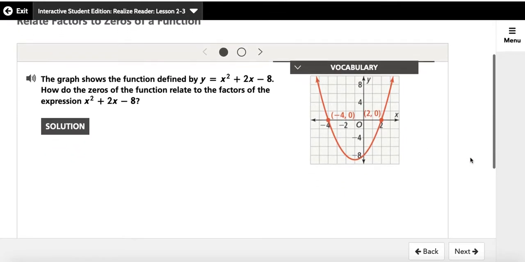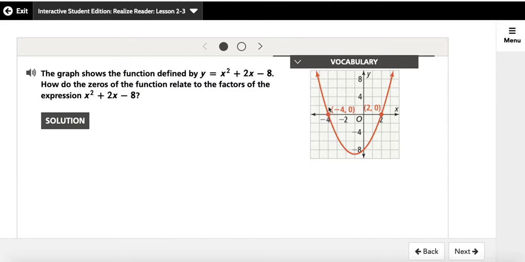We have a graph of the function x squared plus 2x minus 8. It has a 0 at negative 4 and another 0 at 2. And they want us to notice how that relates to this quadratic when it's factored.